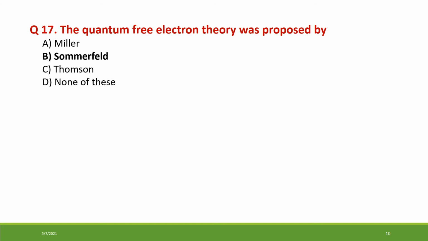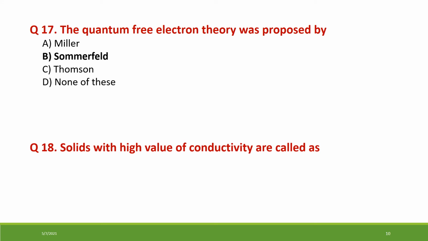Question number 18. Solids with high value of conductivity are called as, and the options are A, metals, B, non-metals, C, insulators, and D, none of these. So solids with high value of conductivity are called as, correct option A, metals.